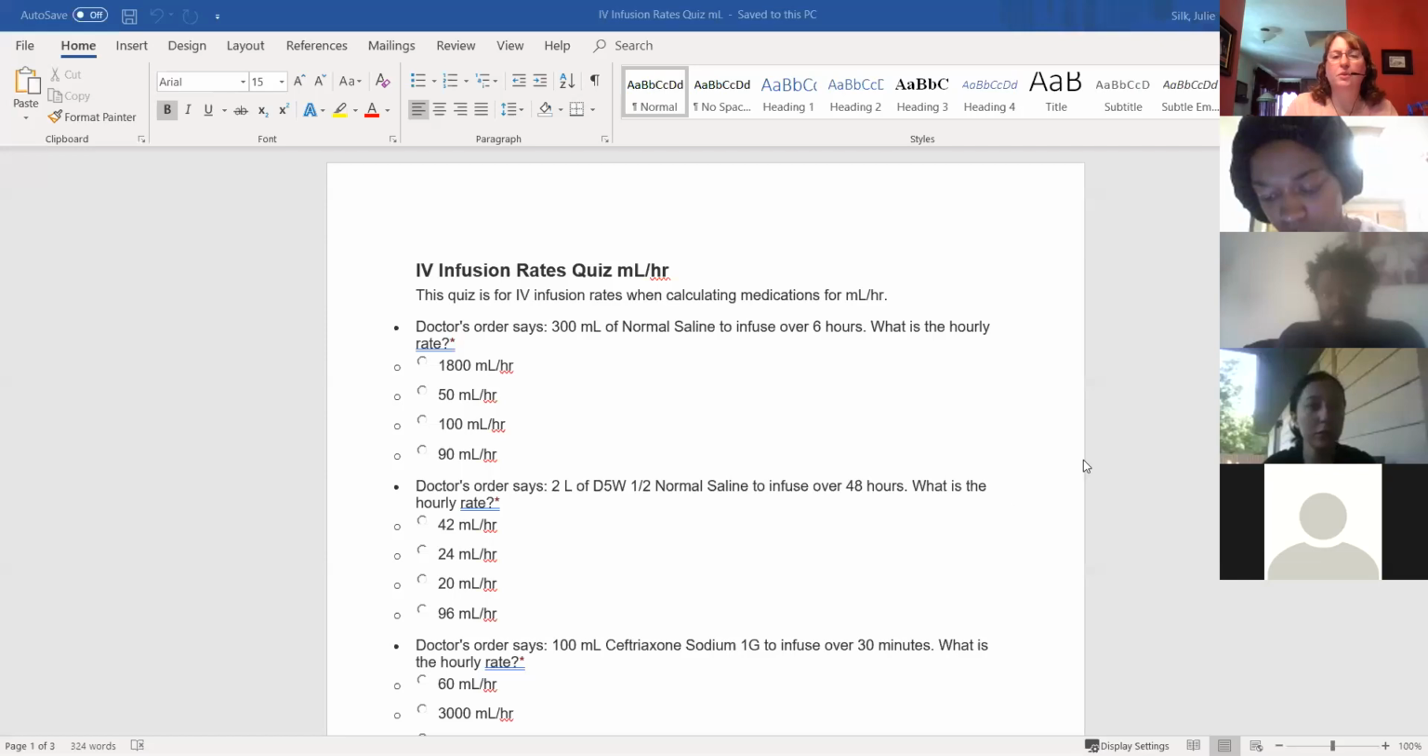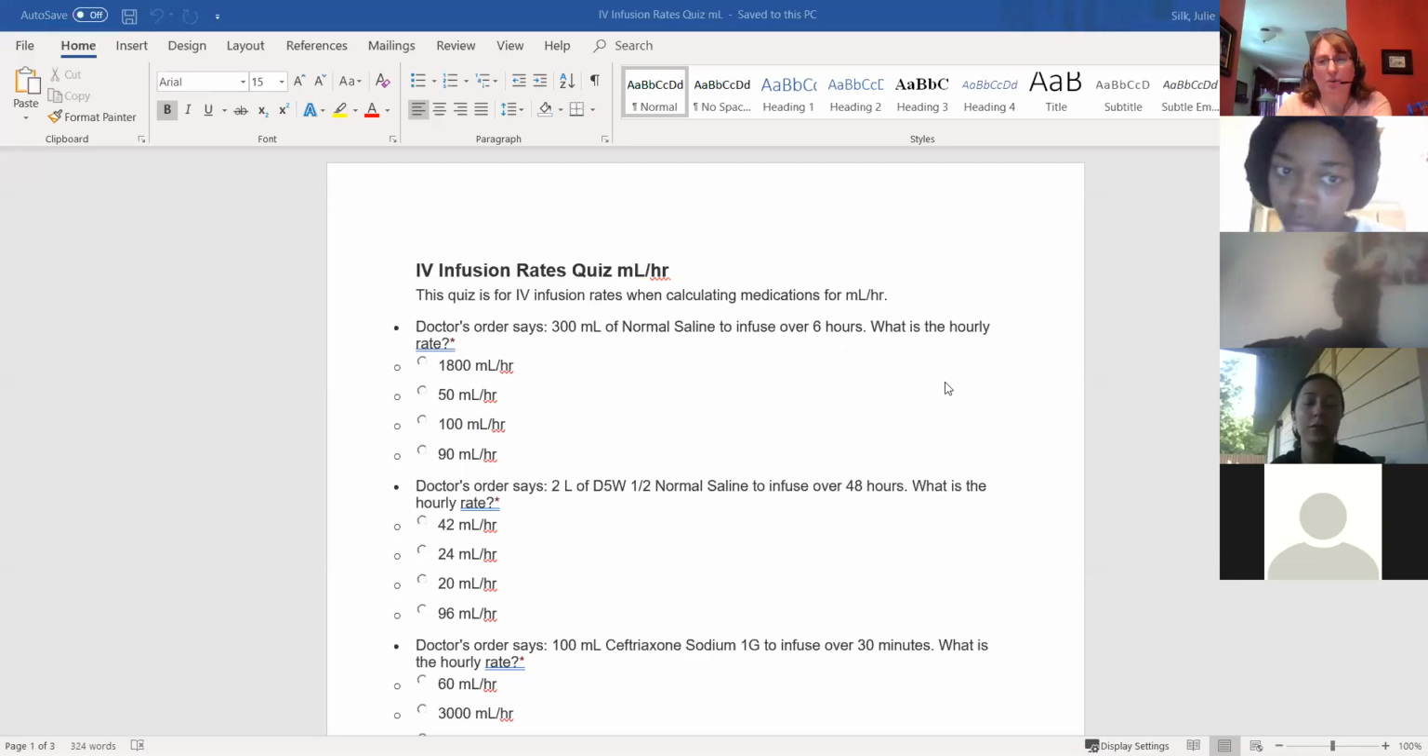Okay, this one is milliliters per hour questions. So let's go ahead and do these together. I don't know if you guys did this last term or not. Regardless, this is what we're going over today, and this is what will be on your math test. And on our first test, test 1, you'll have a couple of problems like this.